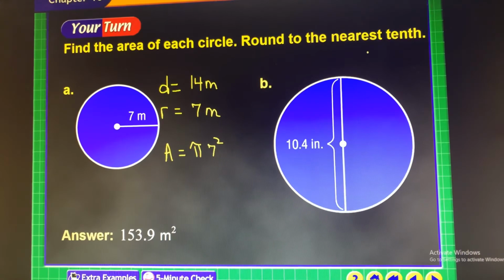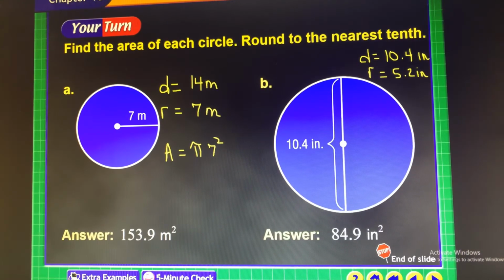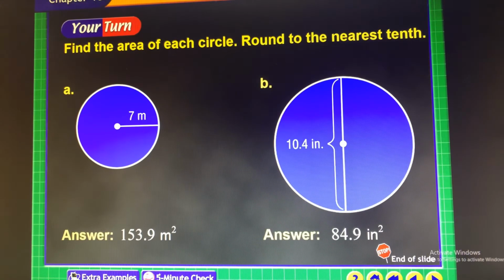This one, I'm giving you the diameter of 10 4/10 of an inch. Cut that in half. And then plug it into your formula. There you go. Hopefully your answer checked out okay.